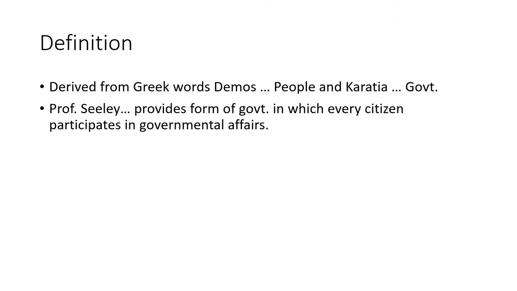Professor Seeley defined democracy as the form of government in which every citizen participates in governmental affairs. If all citizens of the state are participating in the governmental affairs, then that system is called a democratic system.